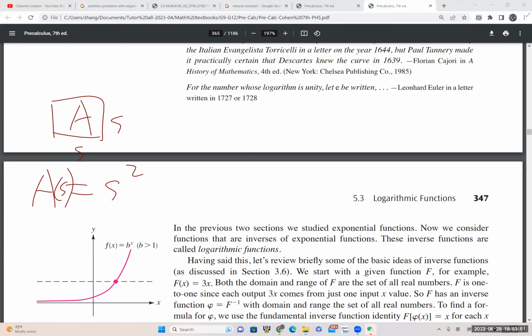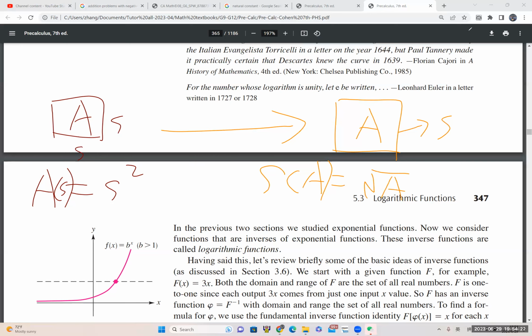But in another case, if we know A first, can we get its side length? In this way, we call it S of A. A is the input, S is the output, the function. Per the relationship here, S of A should equal the square root of A, right? And they are inverse functions, right?